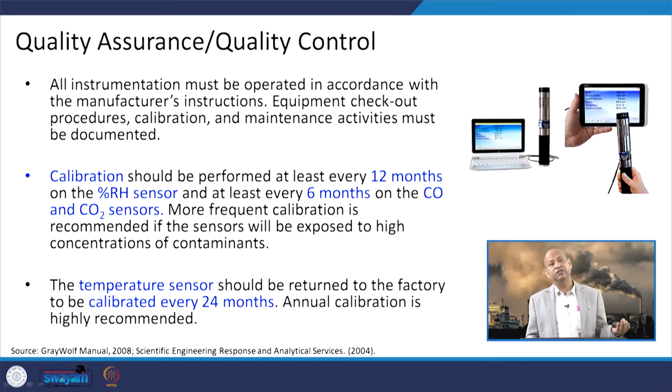Well, we need to do quality control, as I said, because certain protocols have to be followed, and calibration is very important, otherwise erroneous data will be collected. Sensors are very sensitive, so we need to calibrate them periodically. For example, the relative humidity sensor needs to be calibrated every 12 months, and CO or CO2 sensors need to be calibrated every 6 months. It is better if you can calibrate more frequently, but these are the minimum time periods. Similarly, the temperature sensor needs to be calibrated every 2 years, it is more robust, but annual calibration is recommended.